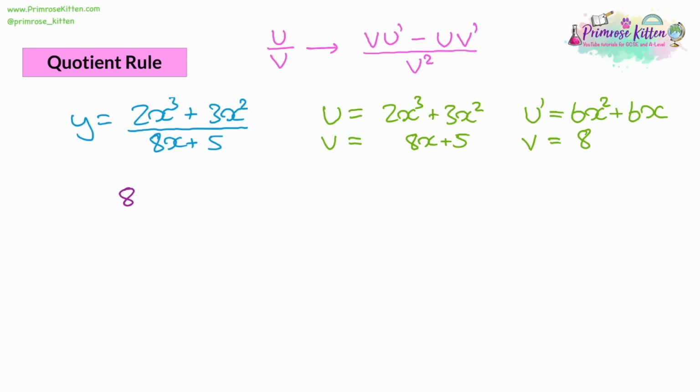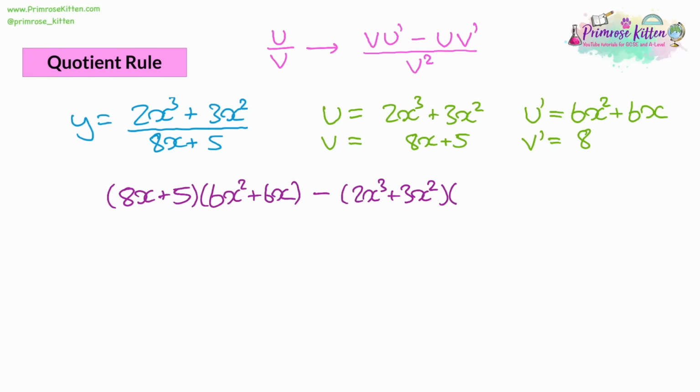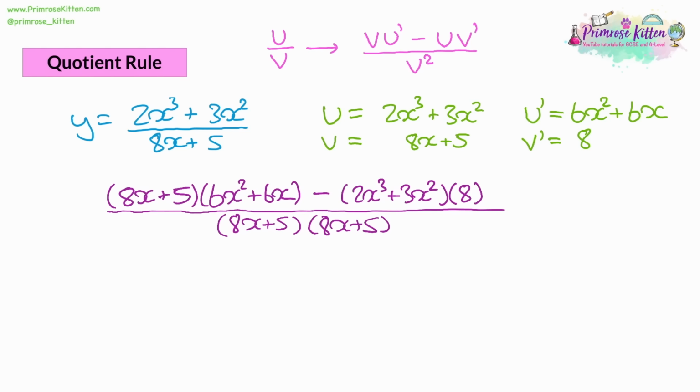So v is going to be 8x plus 5. And u dash is 6x squared plus 6x. So let's put these in brackets to be multiplied together. We'll take away from that u, which is 2x cubed plus 3x squared, multiplied by v dash, which is 8. And it's all going to be divided by v squared, which is 8x plus 5 multiplied by itself, it's squared. So now we need to expand all of the brackets.